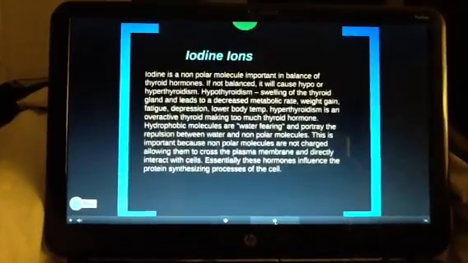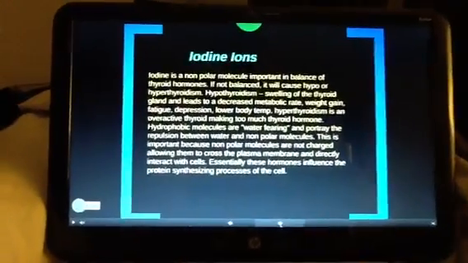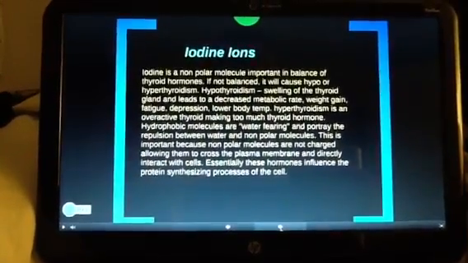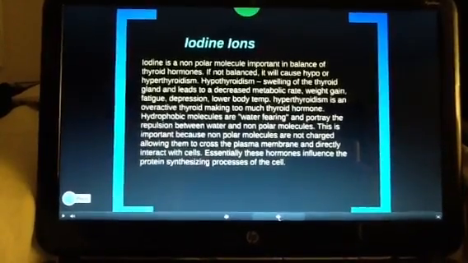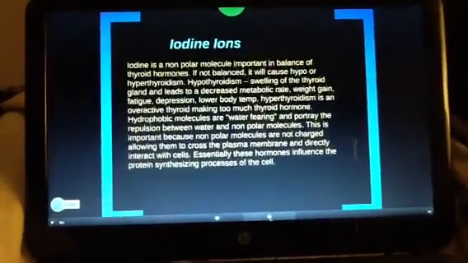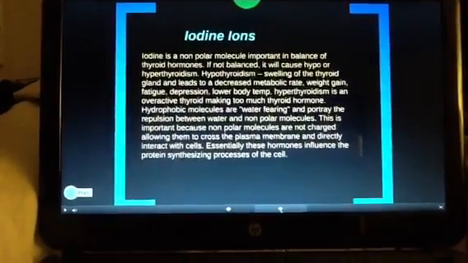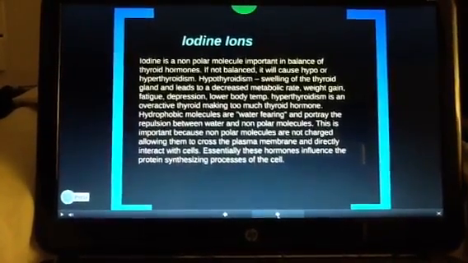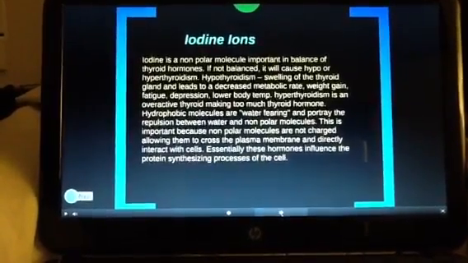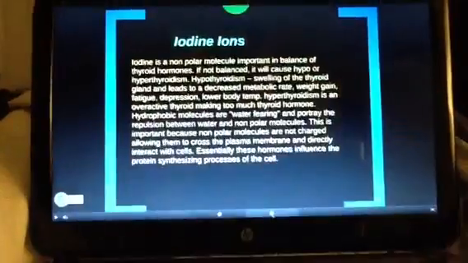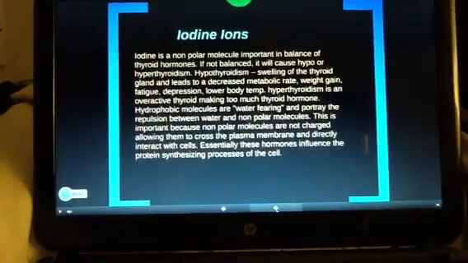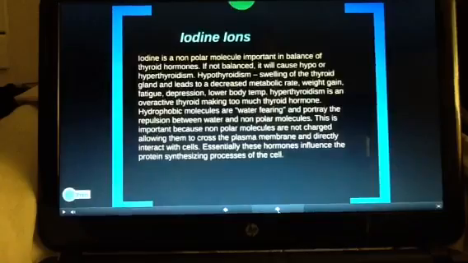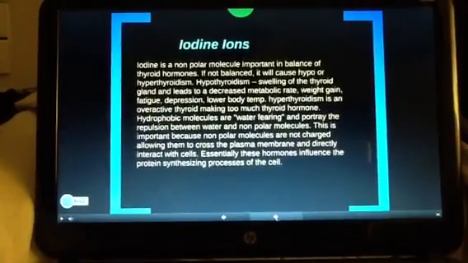So let me explain iodine ions. Iodine is a nonpolar molecule important in the balance of thyroid hormones. If it's not balanced, it's going to cause hypothyroidism or hyperthyroidism. Now the difference is that hypothyroidism is swelling of the thyroid gland, and it leads to decreased metabolic rate, weight gain, fatigue, depression, lower body temperature. And then hyperthyroidism is an overactive thyroid making too much thyroid hormone.